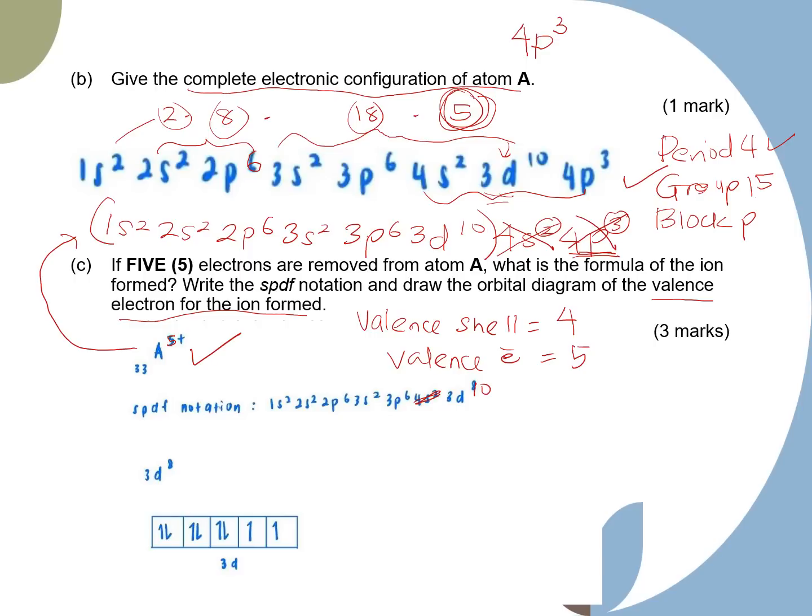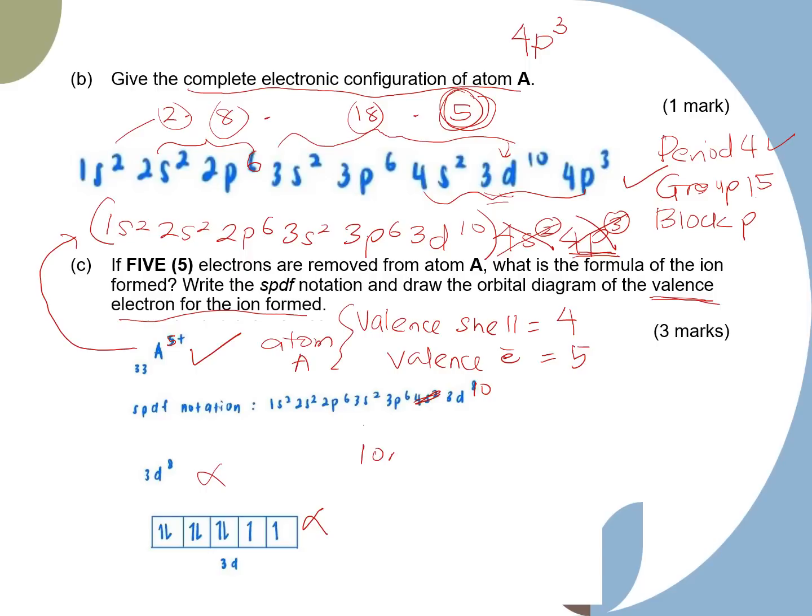And then this one is also wrong. So how do we write or draw the orbital diagram for the valence electron of the ion form? Next, this one. This one is for atom A.